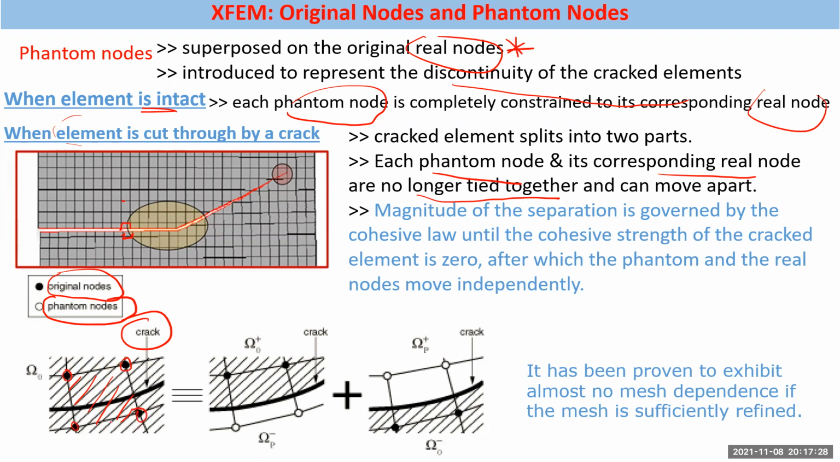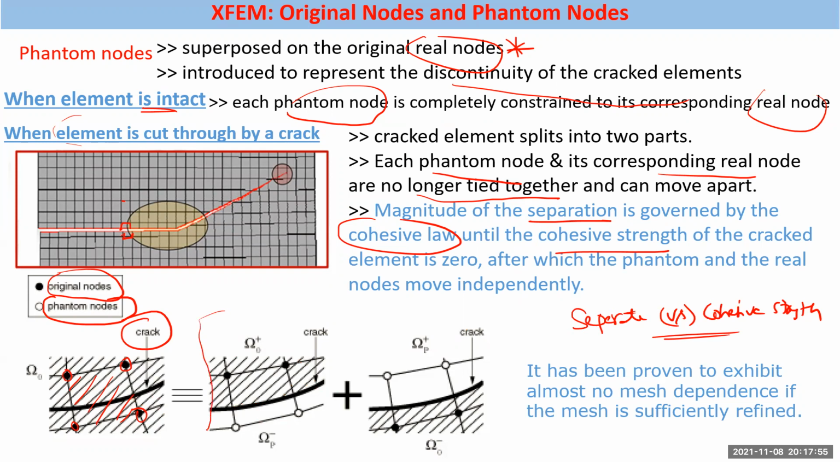Whenever it meets the criteria I give, which is built by the cohesive law. So I would give a cohesive law, separation versus cohesive strength. If it meets the criteria I give, this element is going to split into two. That's the first part, or the top part, and that's the bottom part.